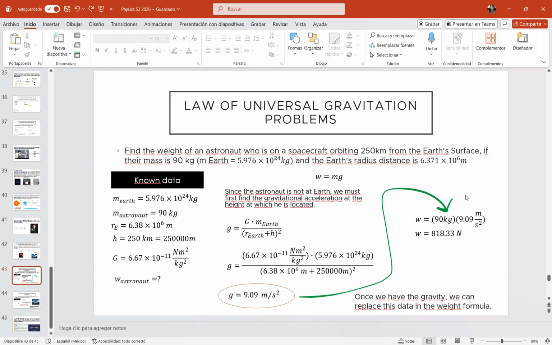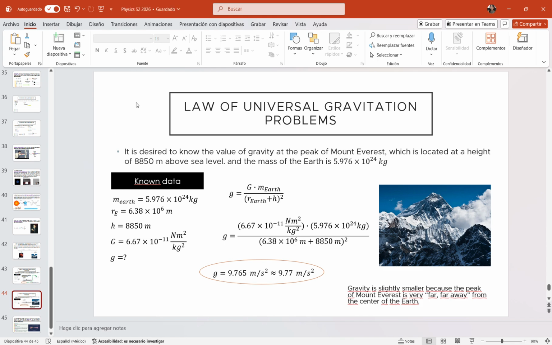Now you have the gravity, which is the acceleration. You have to replace in the weight formula, which is weight equals mass times gravity, where the mass of the astronaut is 90 kilograms and the acceleration is 9.09 meters per second squared, and our final answer will be 818.23 newtons.